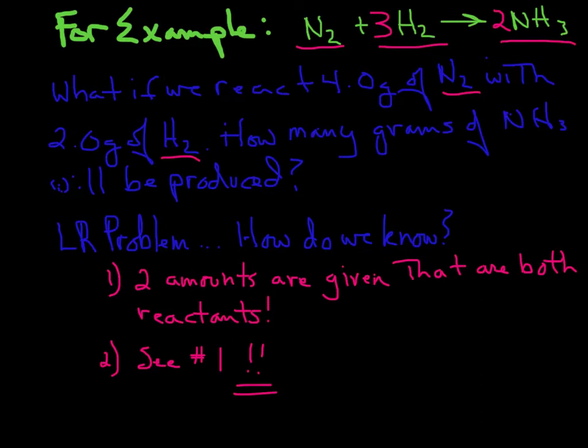Okay, so how do I know this is a limiting reactant problem? How is it different from anything that you've heard before? Well, you have two amounts that are given to you that are both reactants. If you think of it, I've got 4.0 grams of nitrogen, 2.0 grams of hydrogen. These are both reactants in this equation. When you see that, you know you have a limiting reactant problem.